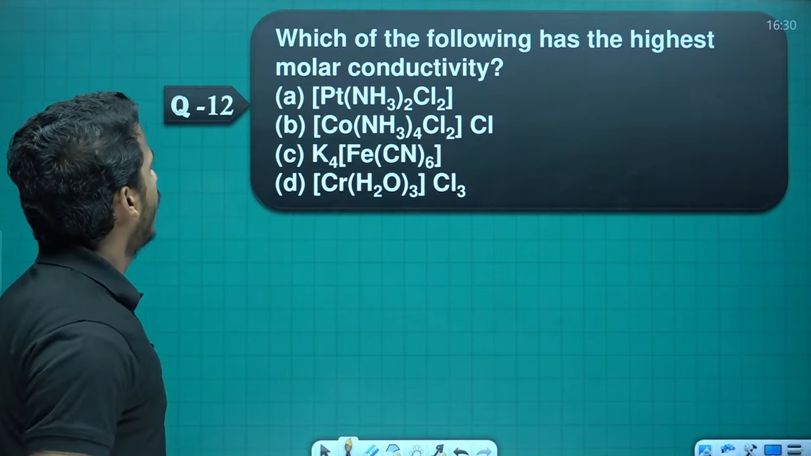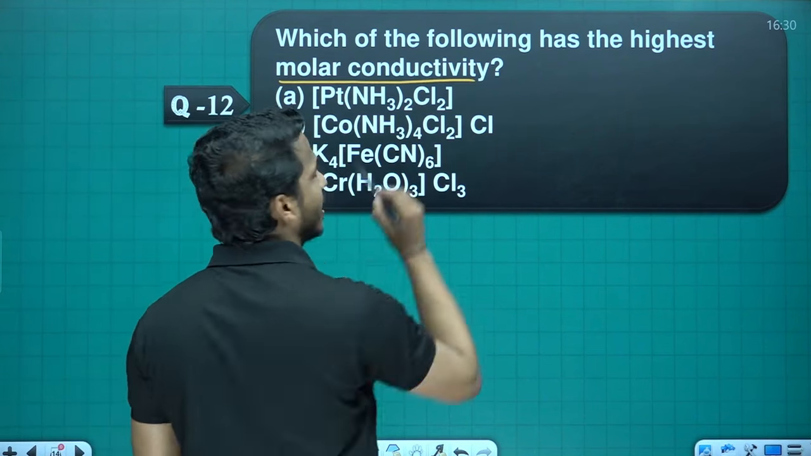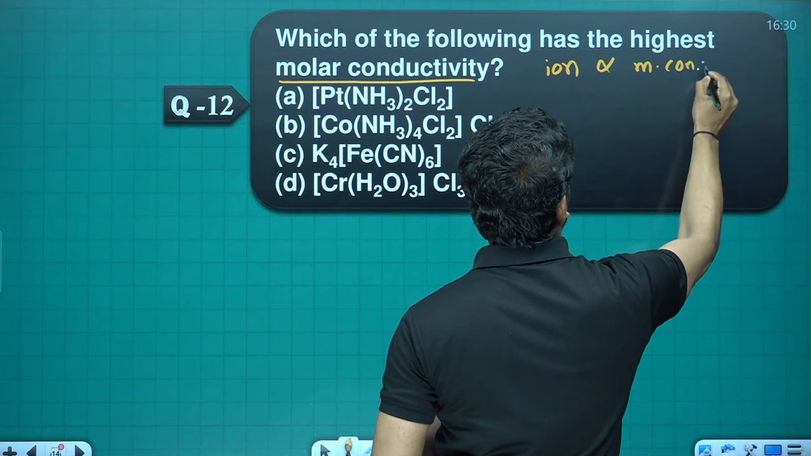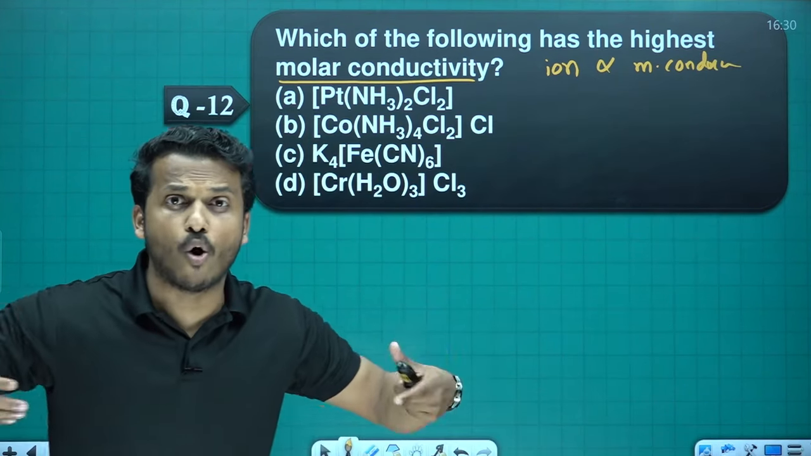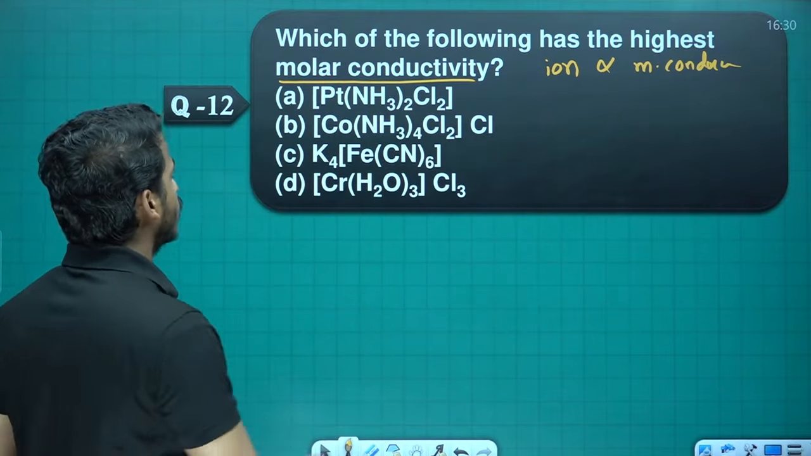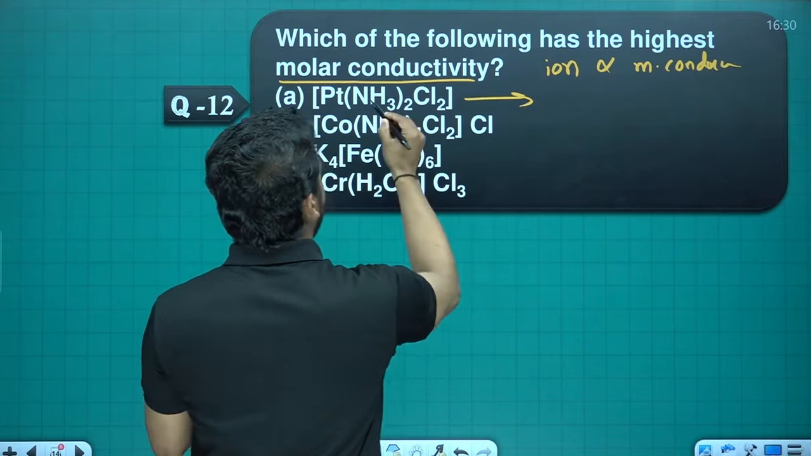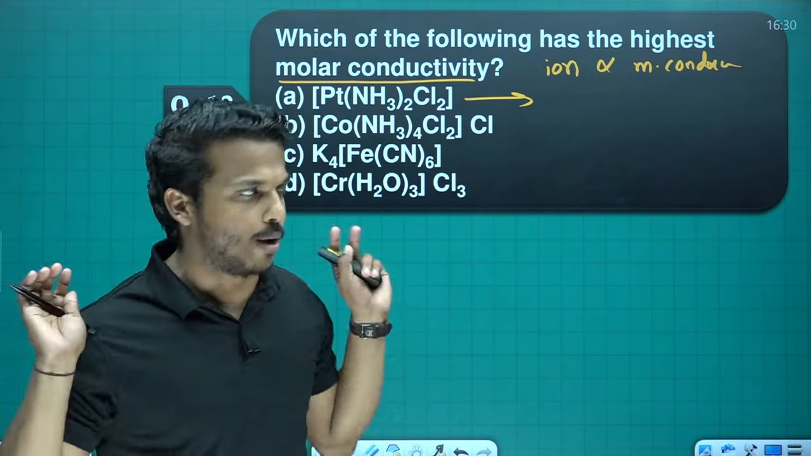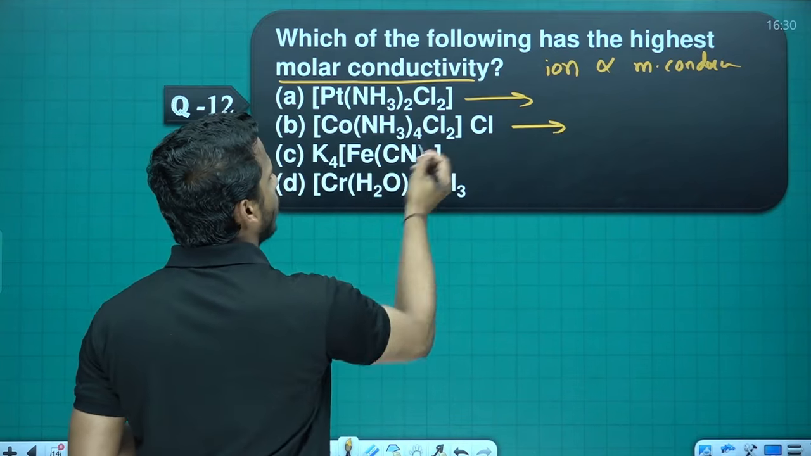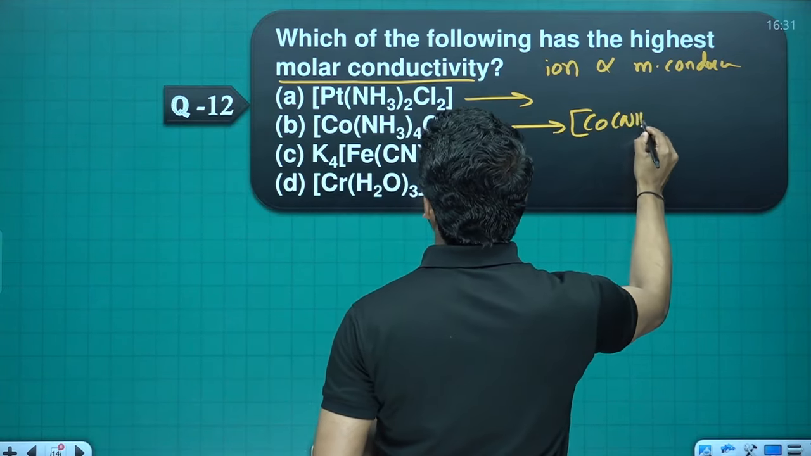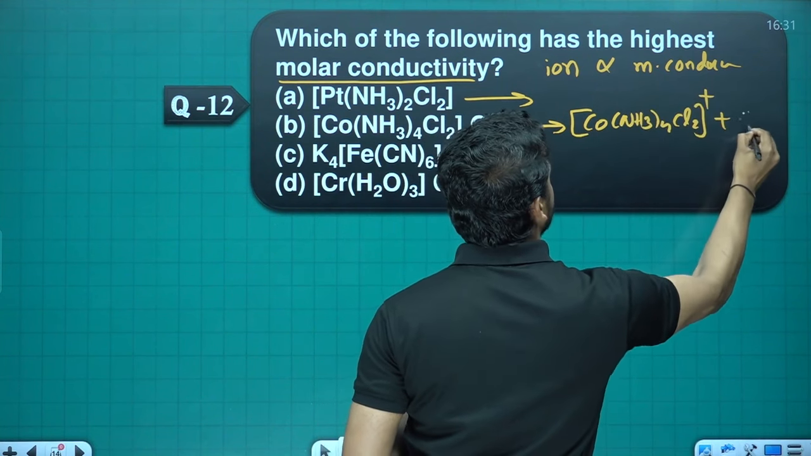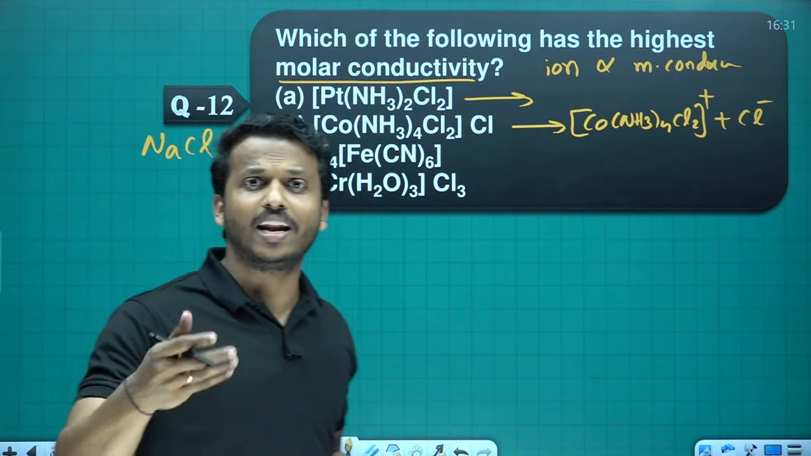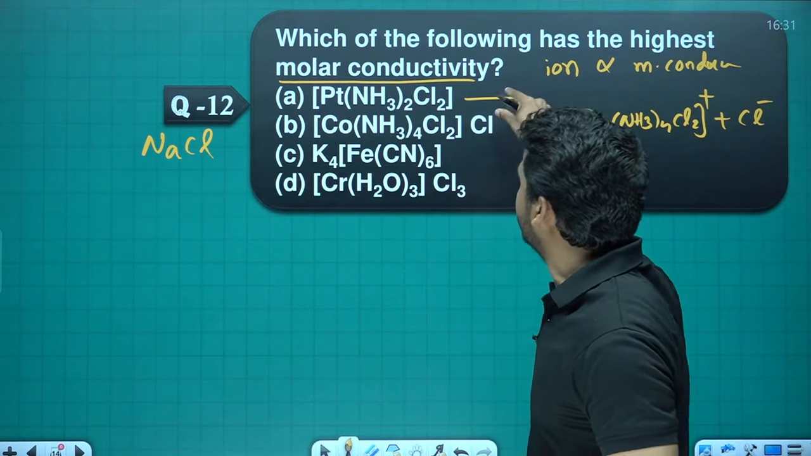That is option A. Which of the following has the highest molar conductivity? Keep in mind, the one which gives more ions has higher molar conductivity. The one which gives a greater number of ions can conduct more electricity. So let me show you how to write their ions. This complex is only a coordination sphere. The coordination sphere does not dissociate, so it won't give any ions. So no ions here. What about this one? This complex breaks down as Co(NH3)4Cl2 plus and Cl minus. Treat this compound like NaCl, which breaks into Na plus and Cl minus. Same way, this complex plus and Cl minus.